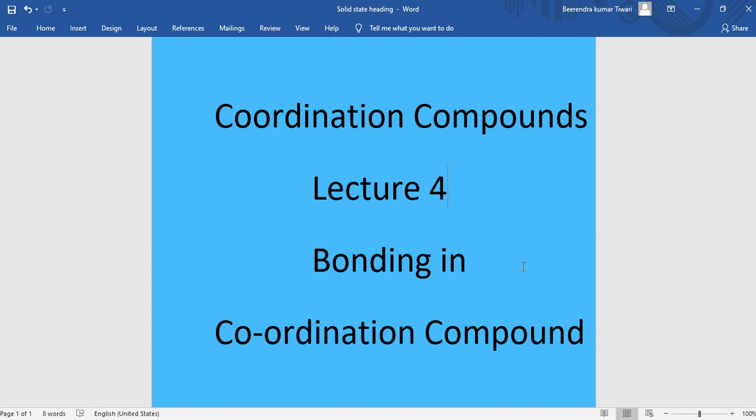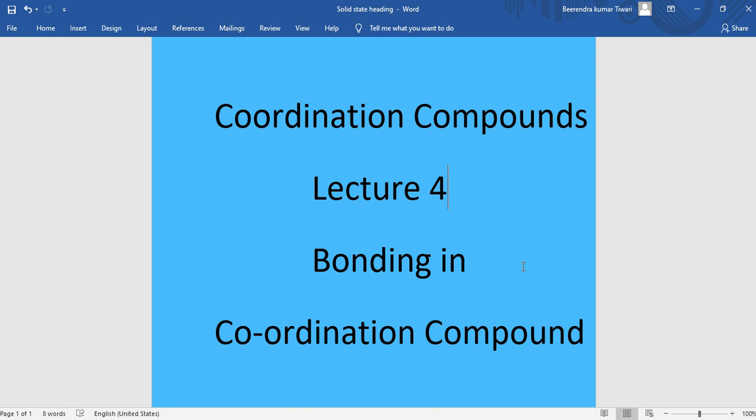This is lecture 4. In lecture 1, we had discussed parts of coordination compound. We got an introduction of coordination compound in lecture 1. In lecture 2, we had discussed nomenclature of coordination compound. In lecture 3, isomerism in coordination compound. And here in lecture 4, bonding in coordination compound.